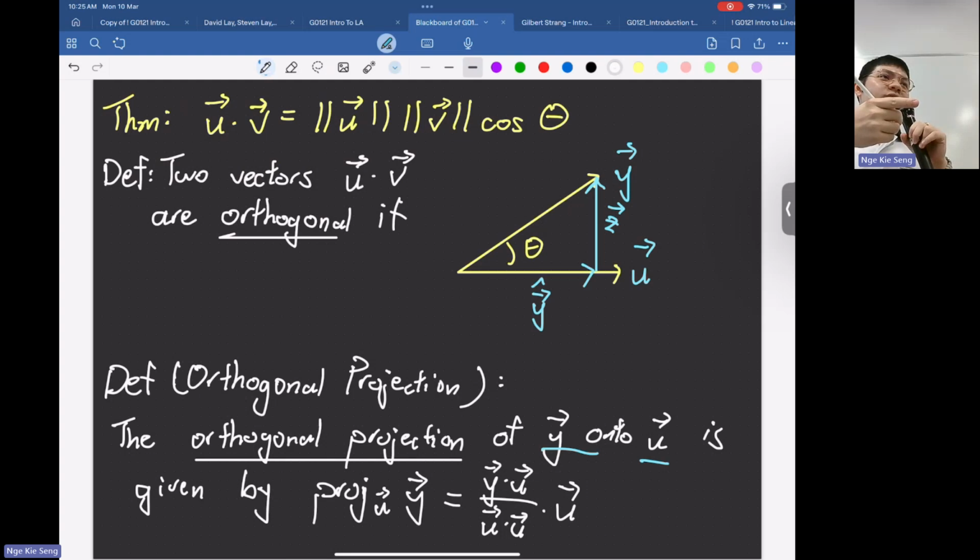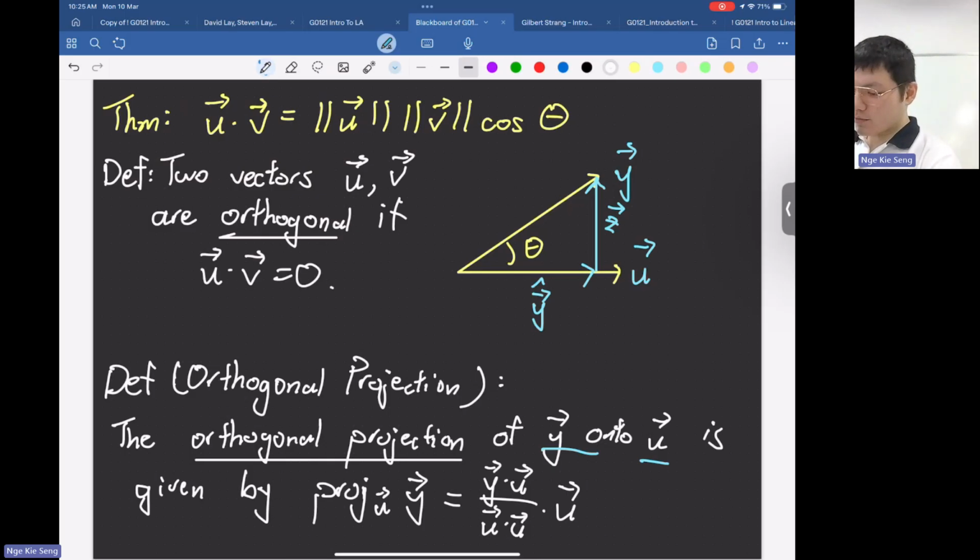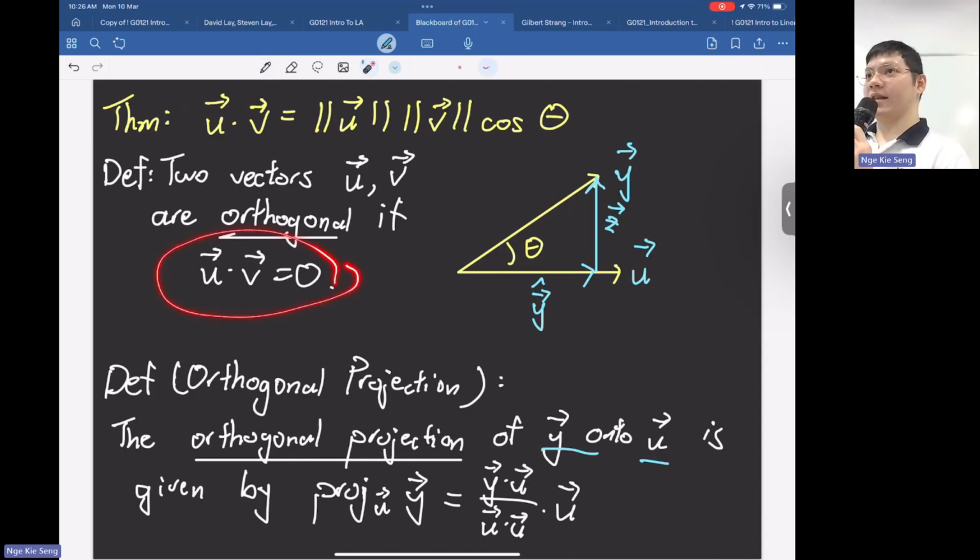90 degrees should be a consequence of this definition. Well, perpendicular and 90 degrees are the same. What's the definition? Yes, the dot product equals 0. Okay, so why from here do we know that the angle is 90?